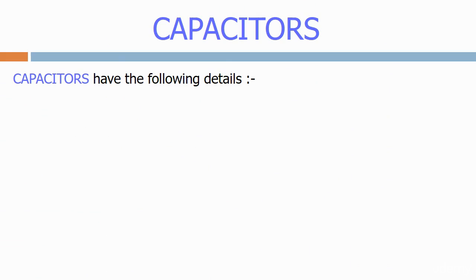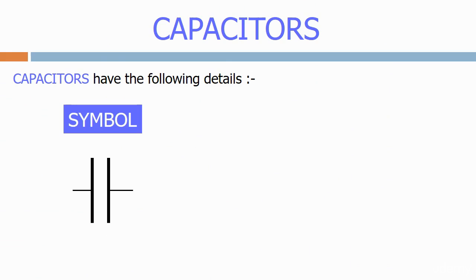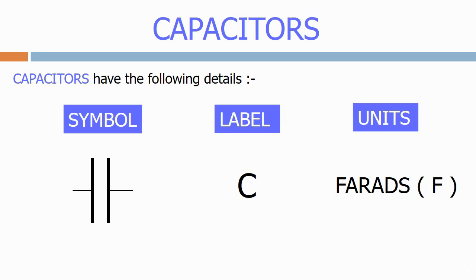Capacitors have the following details. The symbol is 2 parallel lines representing 2 parallel plates. The label is C. The units are farads, or F.